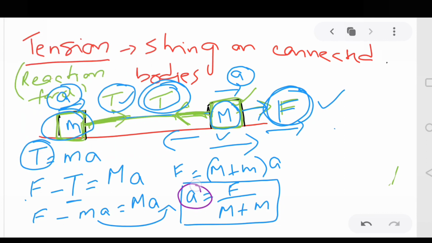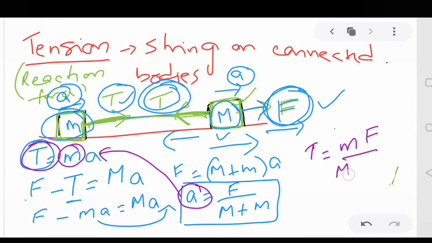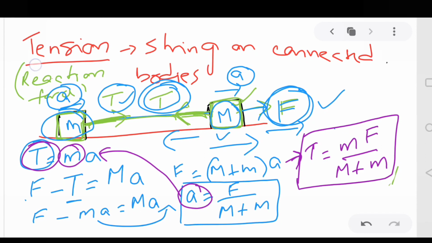Now if you substitute this value of acceleration in this equation, you will get the value of T. So T becomes small m times capital F divided by (small m plus capital M). This expression looks similar to the contact force that we derived previously. So this is how you can calculate tension in a string. This is one case, and there will be other cases also, but here I am discussing a type of contact force. Tension is a contact force, and this is how to arrive at its value.